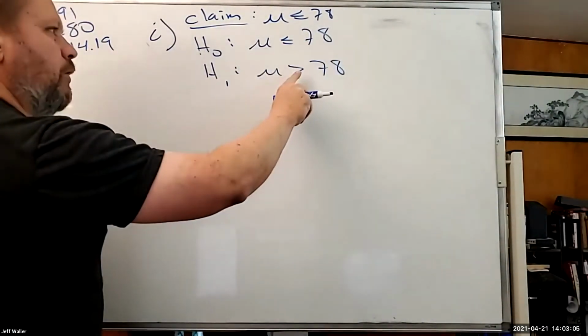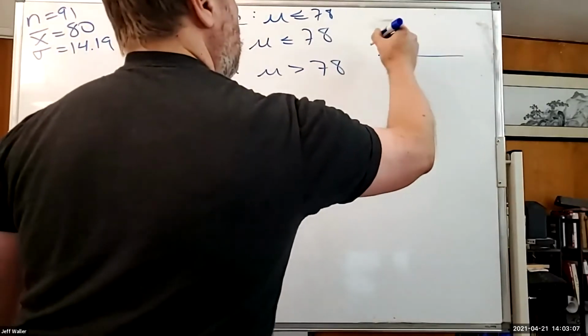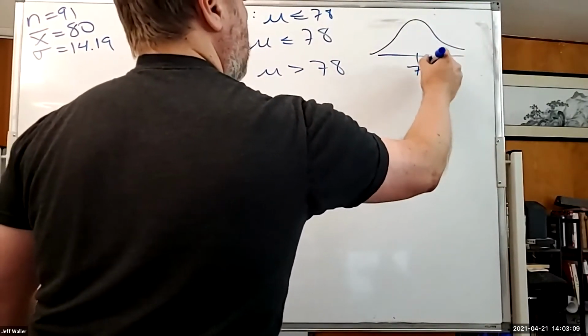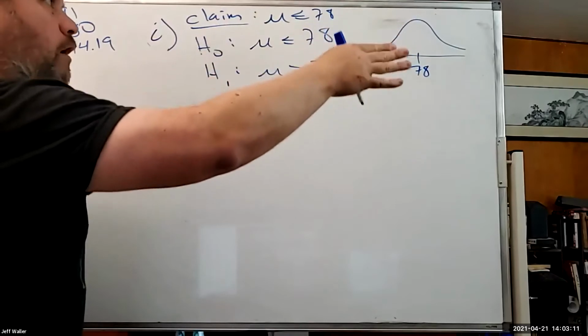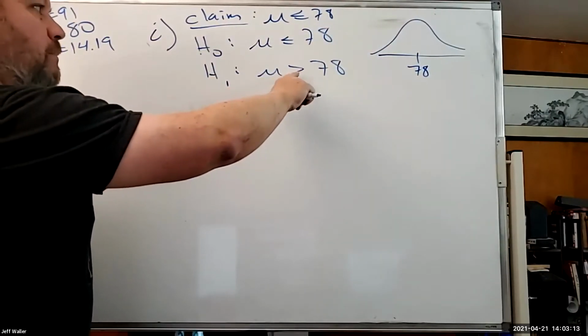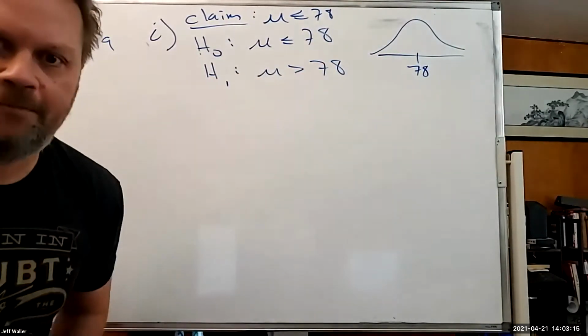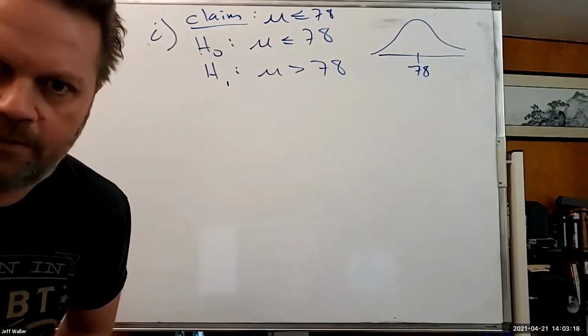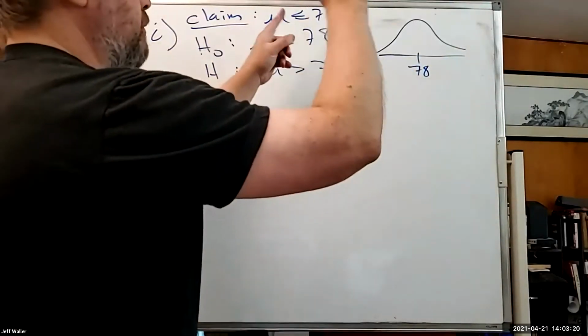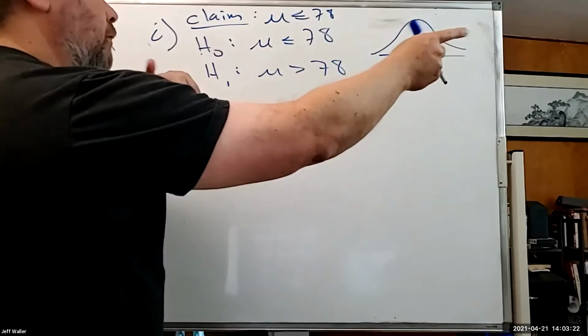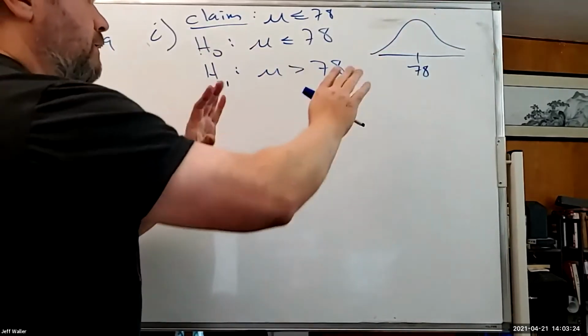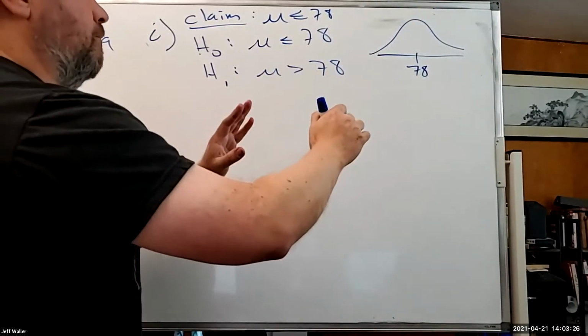So how do I show evidence? Where on this picture would a sample have to fall to show evidence that the mean is actually bigger than 78? Where would it have to show up to make it evidence that it's bigger than 78? Two deviations up and down.